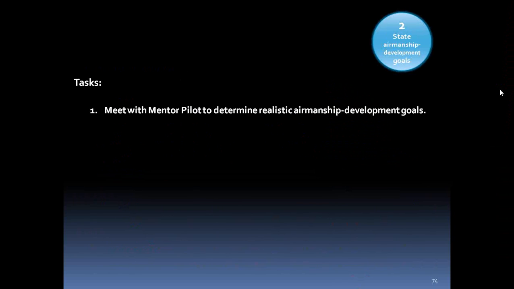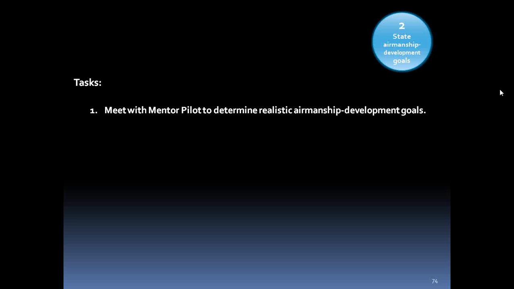All right, now we're up to step 2. State the airmanship development goals. Joe is going to meet with a mentor pilot to determine realistic airmanship development goals. In other words, he's at the private, and an unrealistic airmanship goal would be instrument rating. Now, yeah, that can be a long-range goal, but it's too long-range for this development plan.